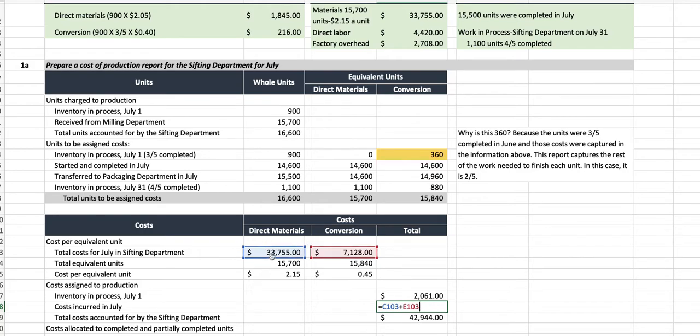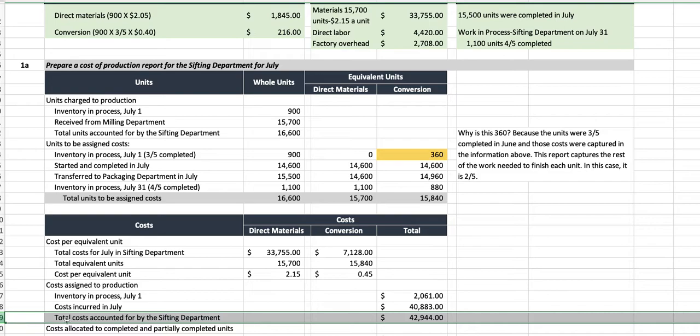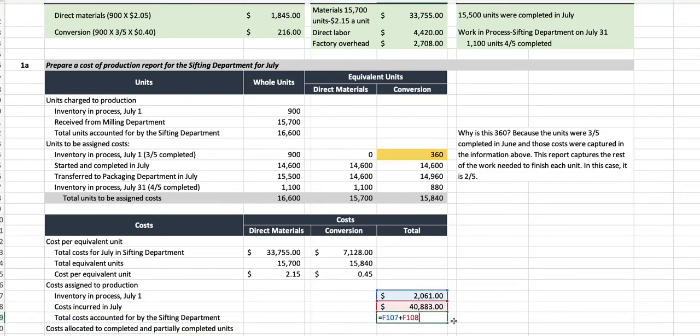And we're simply going to take the direct materials costs that we were given and the conversion costs that we were given and sum the two of them together. You can also sum these three and you would get the same number. All right, so now the total costs accounted for in the sifting department is again just going to be a sum of these two items, the inventory in process on July 1 and then all of the costs that we incurred in July.